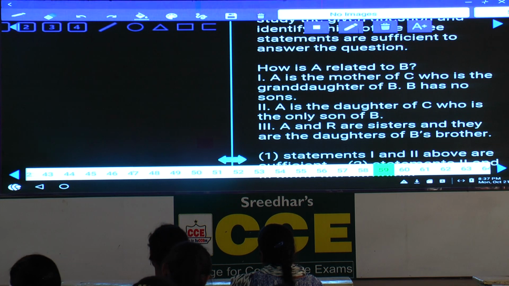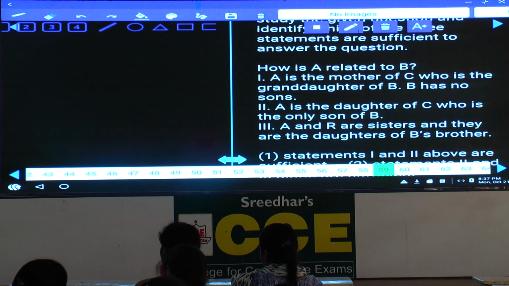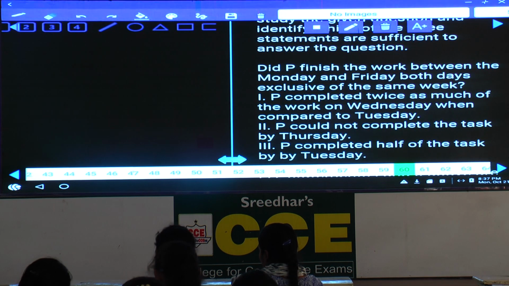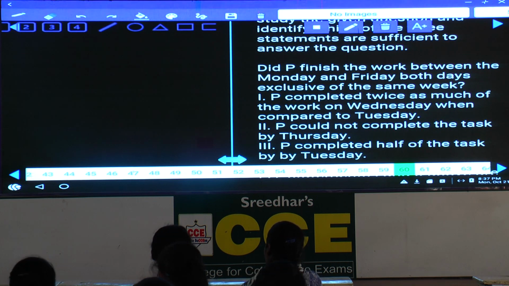Then question number 60. Now in this 60, did P finish the work between Monday and Friday, both days exclusive of the same week? Both days exclusive. Then P completed twice as much of the work on Wednesday when compared to Tuesday.